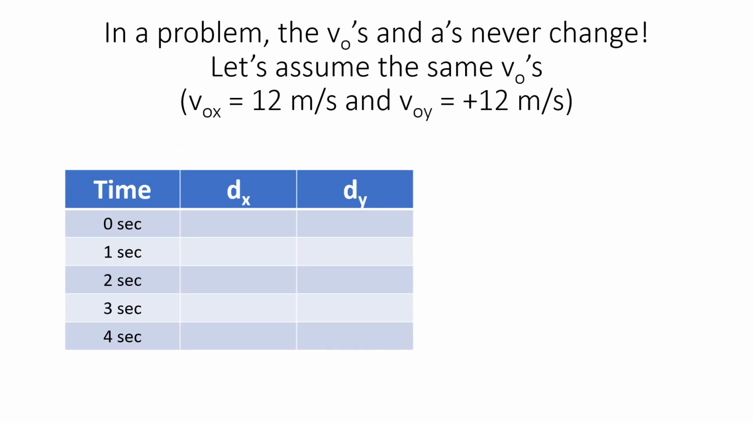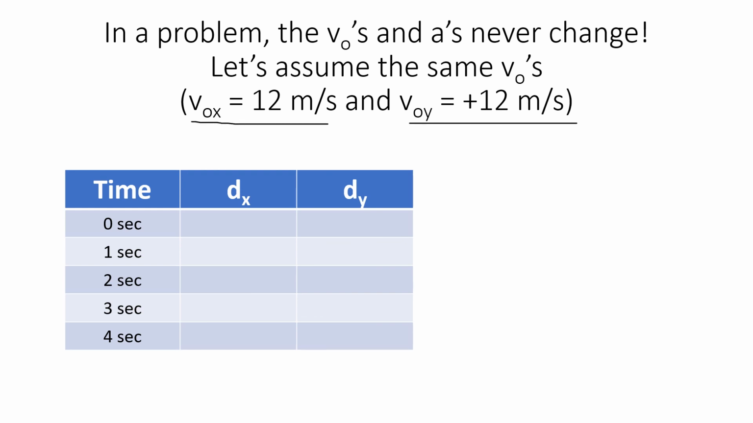So, I said at any moment in time, you could calculate the horizontal displacement and the horizontal velocity. Let's assume that the V0x's and V0y's never change. So let's go back. We can even go back to our old problem.